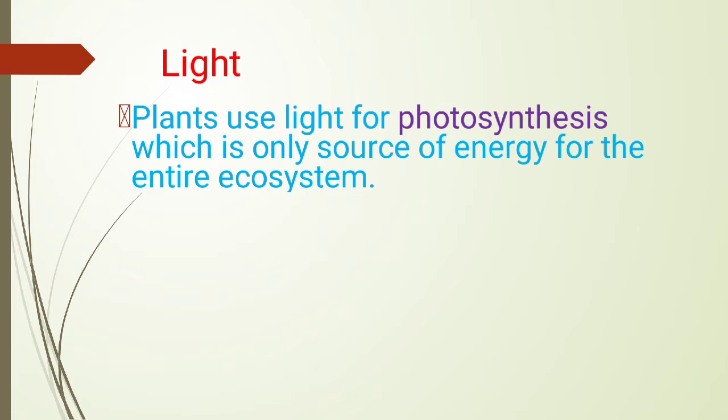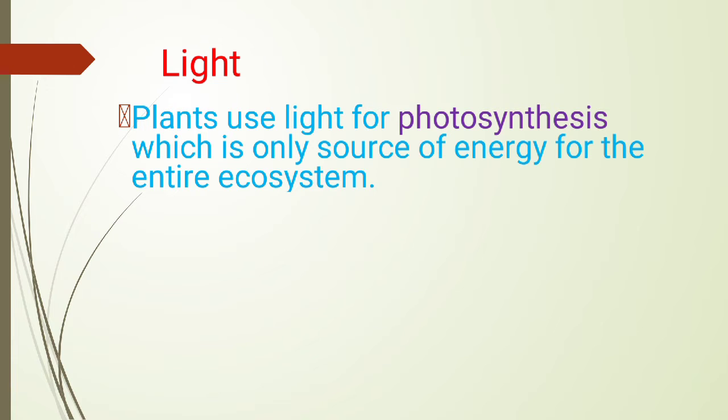Now, plants use light for photosynthesis, which is the only source of energy for the entire ecosystem. As we all know, photosynthesis can occur only in the presence of sunlight. Photosynthesis: photo means light and synthesis means production. In photosynthesis, there is a formation of chemical energy. By using light, energy is converted into chemical energy, that is glucose or sugar is synthesized, but it occurs in the presence of light. So light is the only source of energy for the entire ecosystem.